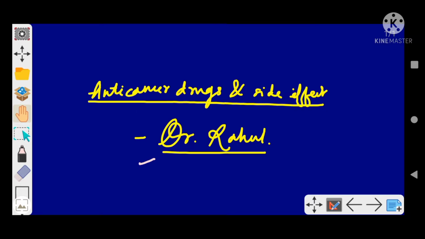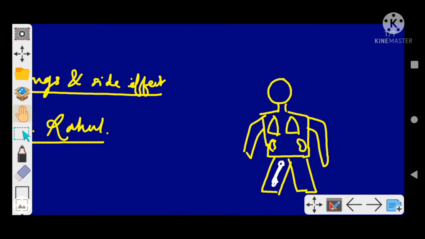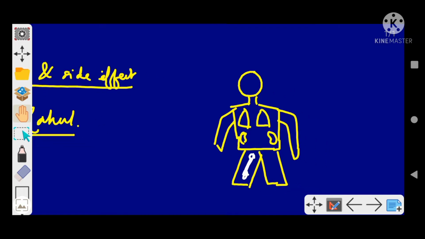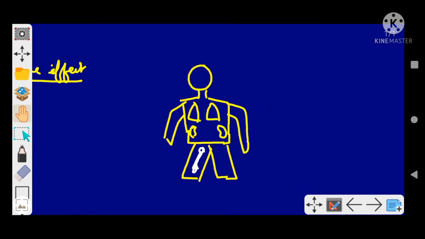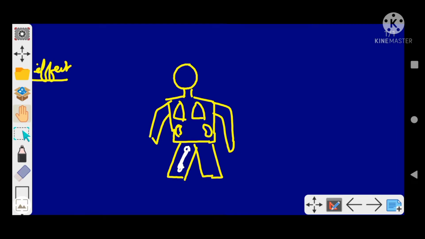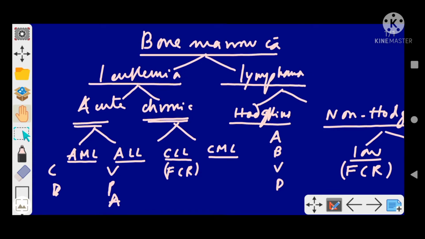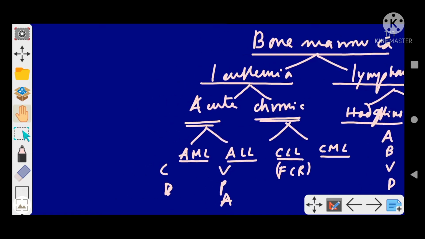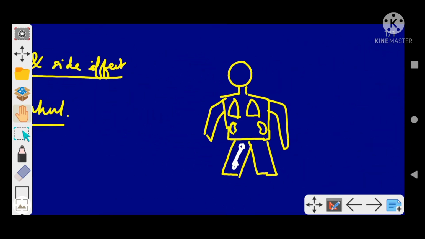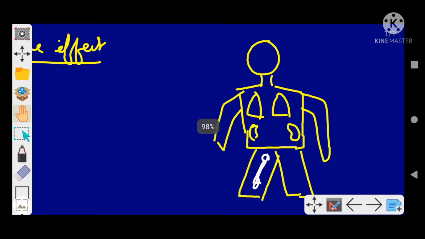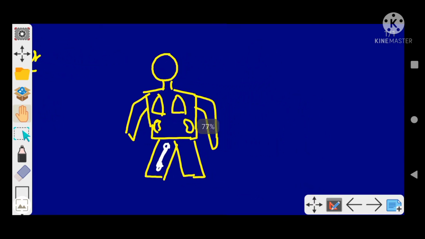An important topic for your exam, and as you know, it is very difficult to remember the drugs and their side effects, right? So we will approach it system wise. For this I took this diagram, and in this diagram itself I will try to discuss the anti-cancer drugs as per system, and also their side effects in the same slide. After that we will move to bone marrow cancer and the classifications and their drugs. I will also give you some mnemonics to make things easy. So I think we should begin.